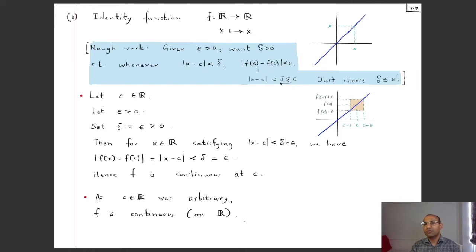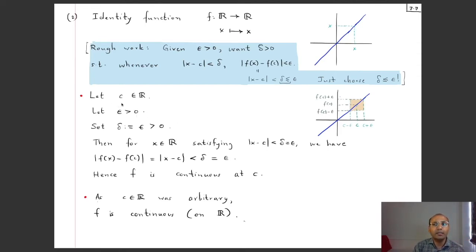So, if I choose any delta which is less than or equal to epsilon, it would work. For example, delta equal to epsilon by 2. And in fact, in this case, we can even take delta equal to epsilon. So any delta less than or equal to epsilon and positive would work. So this was the plan that we had, and now let's write it down and check that everything works.